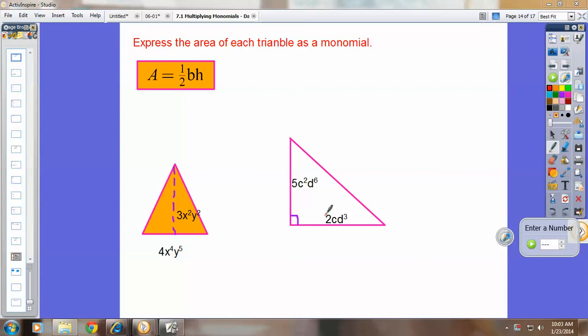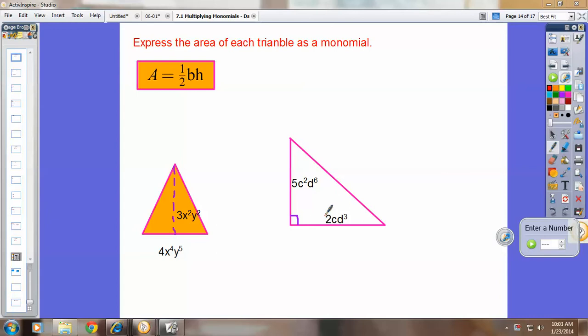Again, we are taking each figure here and we are going to find the area. On your page, you have the formula for area of a triangle, correct? What is the formula for area of a triangle? 1/2 base times height. So we're going to use our formula to help us find the area.